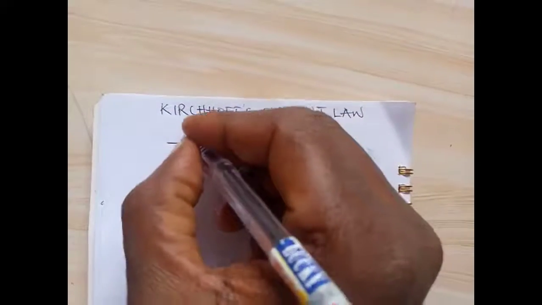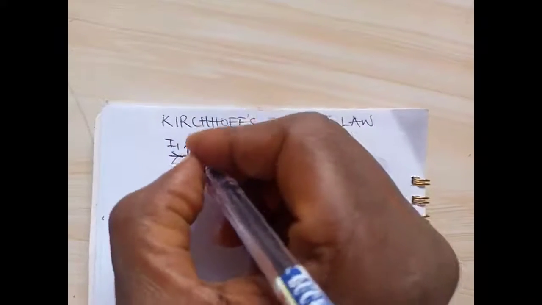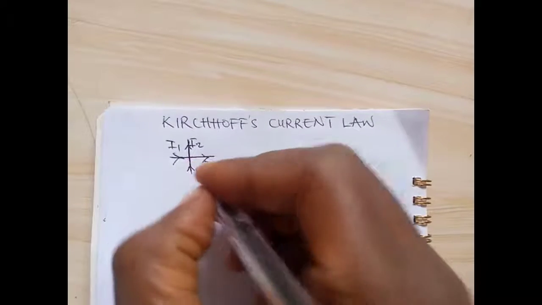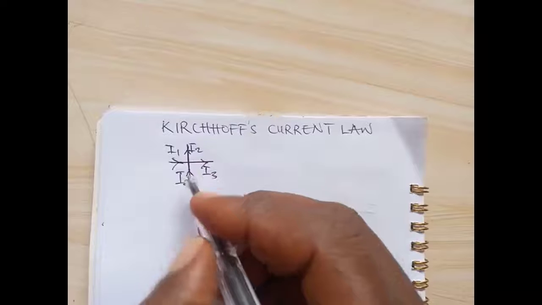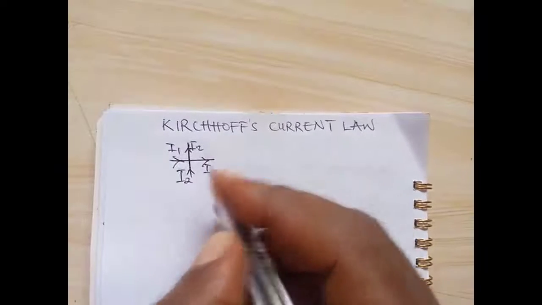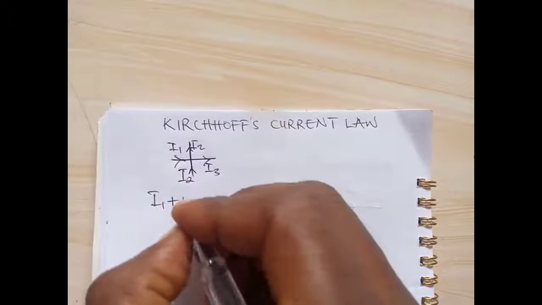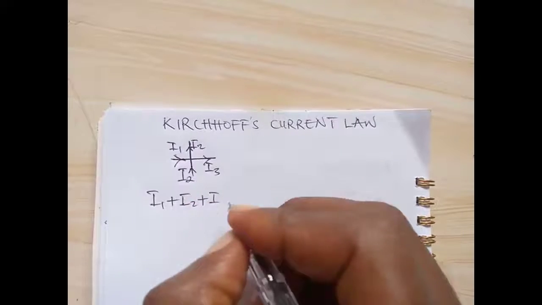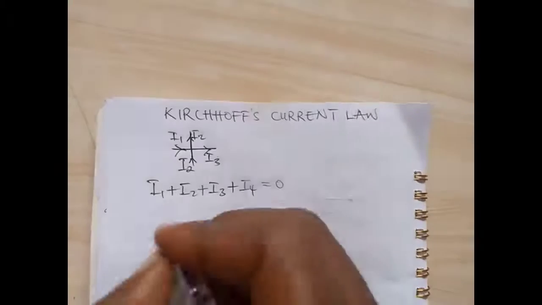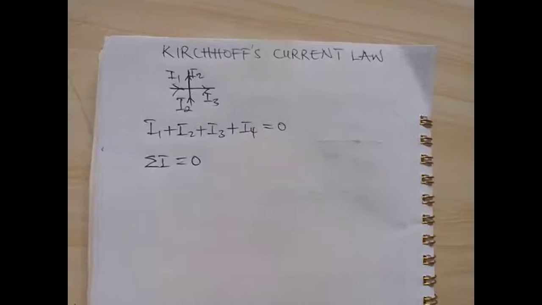For example, if we have this junction and we call this current I1, this I2, this I3, and this I4, since the currents entering equal the currents leaving, if we sum the individual currents I1 plus I2 plus I3 plus I4, it will equal 0. So the sum of the individual currents must equal 0.